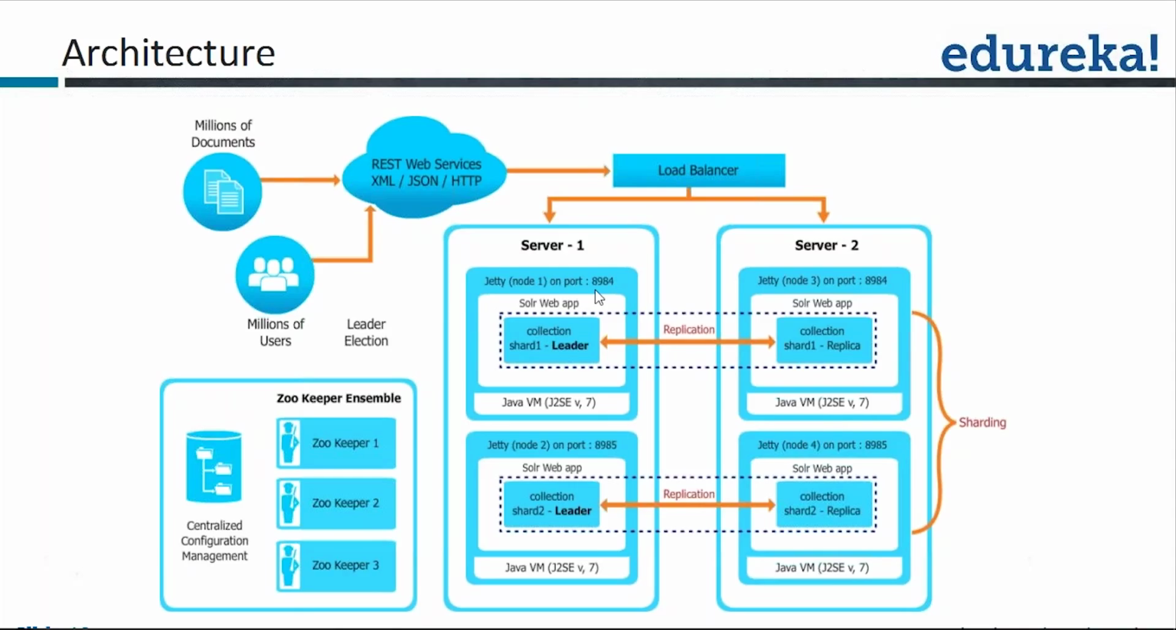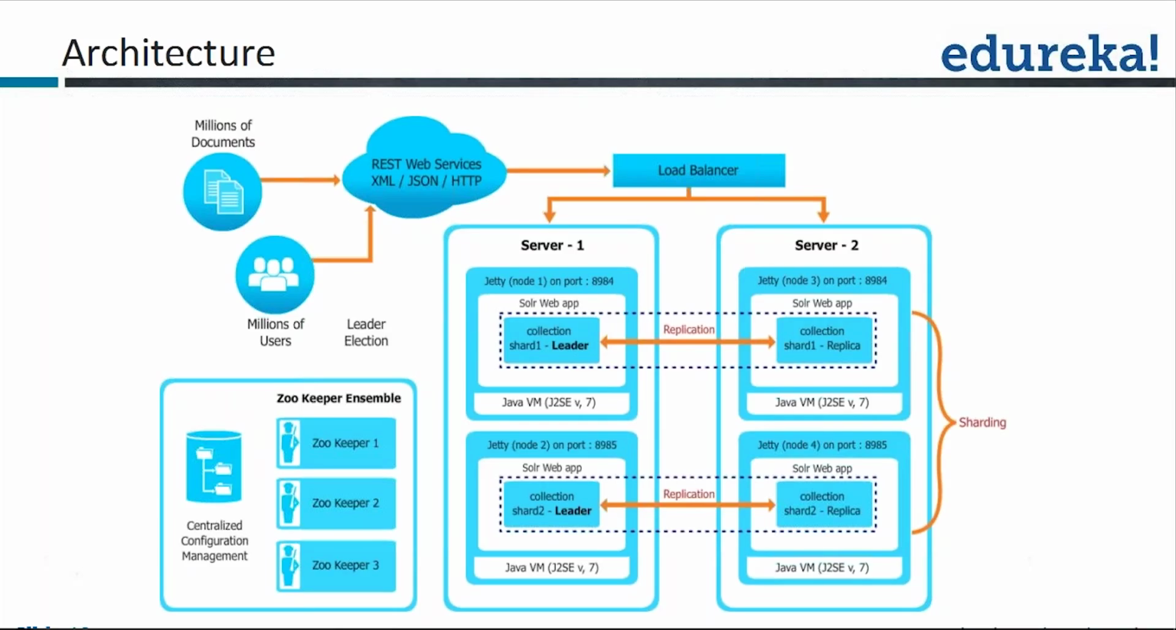A node is nothing but a JVM process of Solr, which is bound to a particular port number, 8984 in this case and 8985 in this case. So this is counted as node 1 and this is counted as node 2. We have the Solr web application deployed on each of these. I can run multiple instances of Solr on a single machine by binding them to different ports. They would act as different nodes, and I can enable the sharding and a replication factor of 2 so as to achieve this kind of structure.